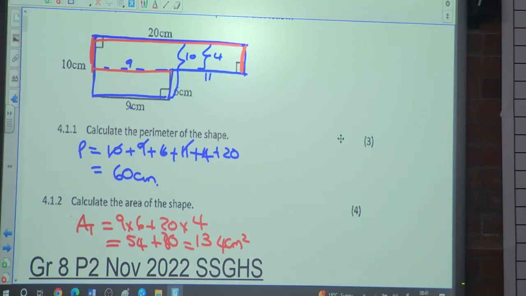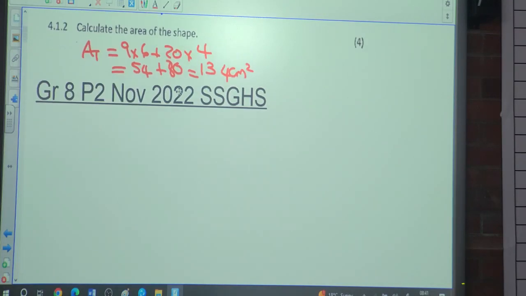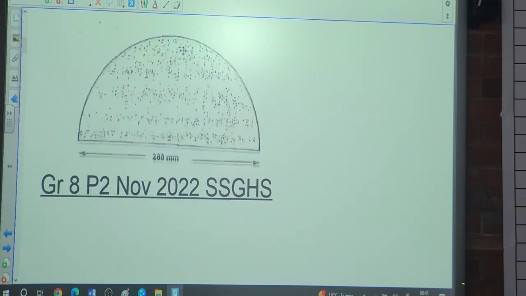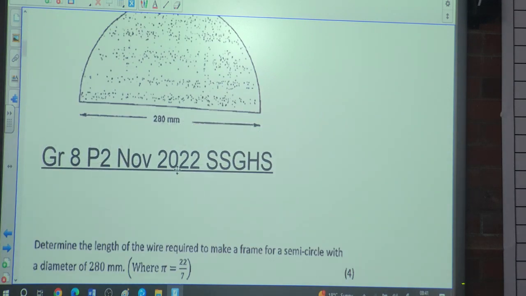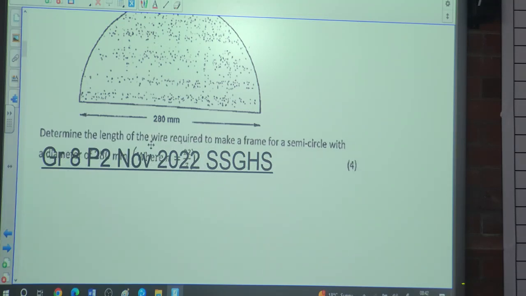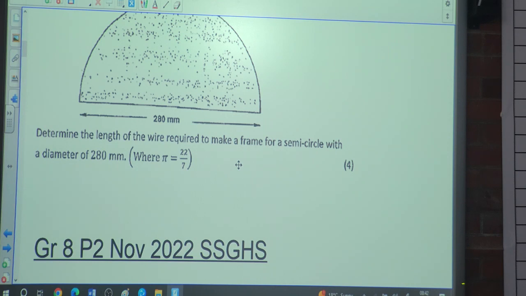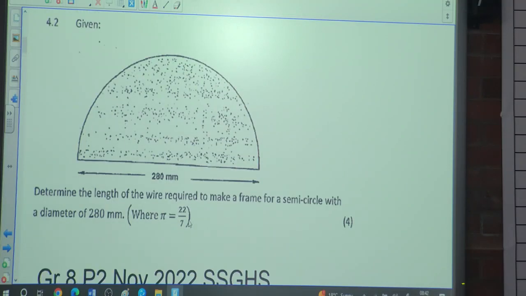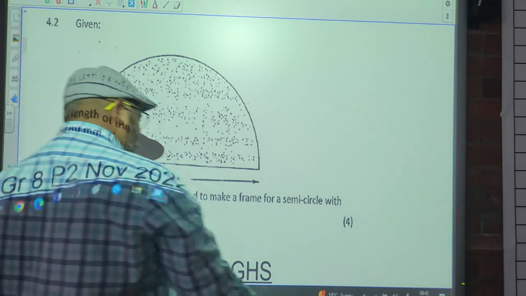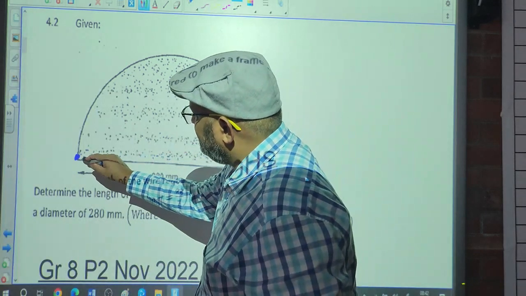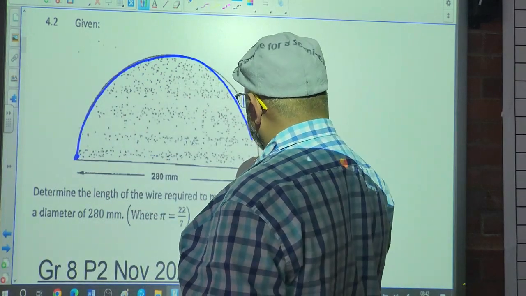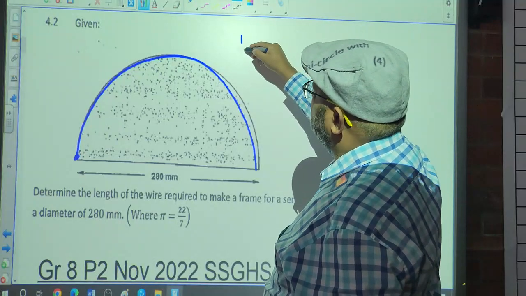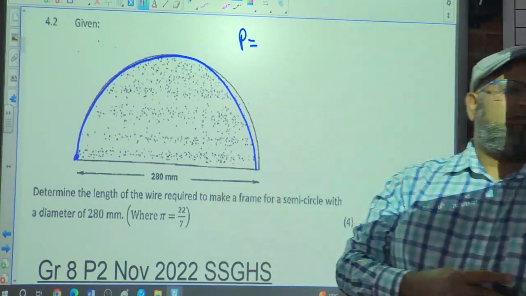Okay. Next, you're given a semicircle, diameter of 280 millimeters. Determine the length of the wire required to make a frame of a semicircle with diameter of 280, where pi is 22/7. People, the perimeter will be that length from there around there, okay? How do you calculate the perimeter, or the circumference, of a circle?